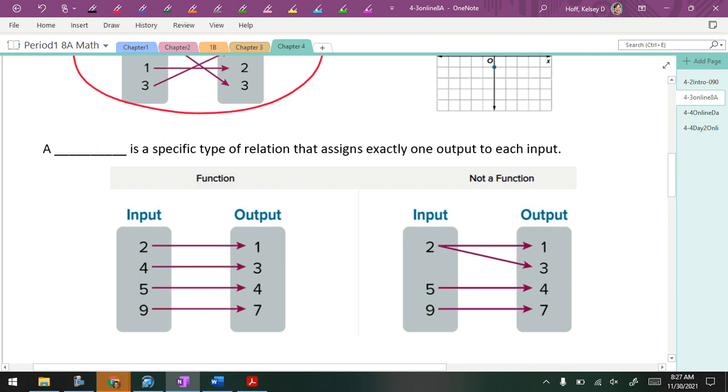Today we're learning the F word. A function. I know, because Miss Hopp's funny. You guys just don't realize it.